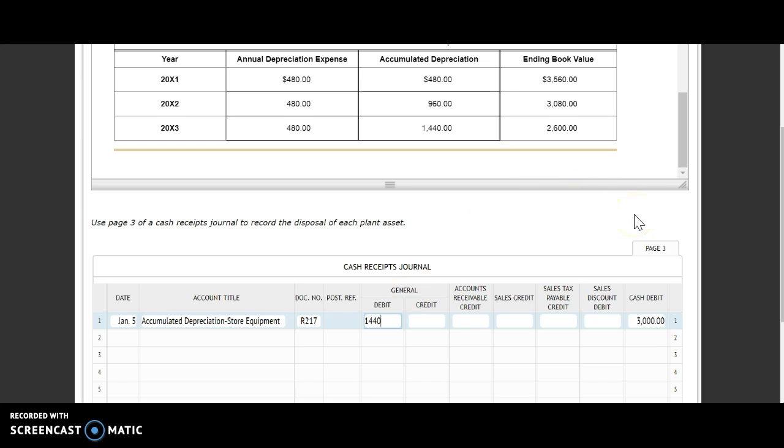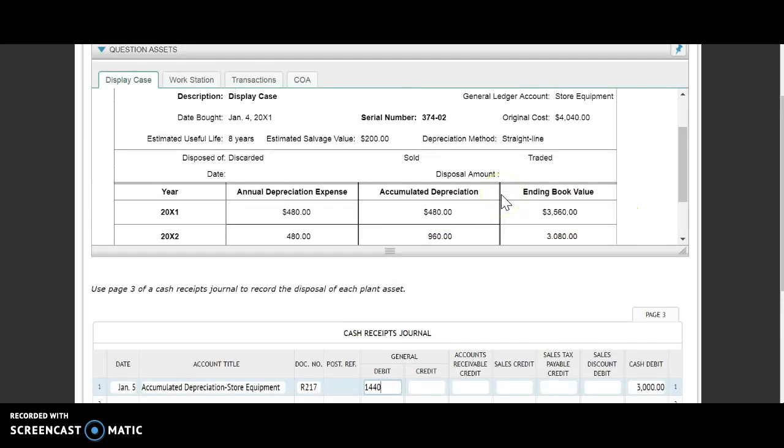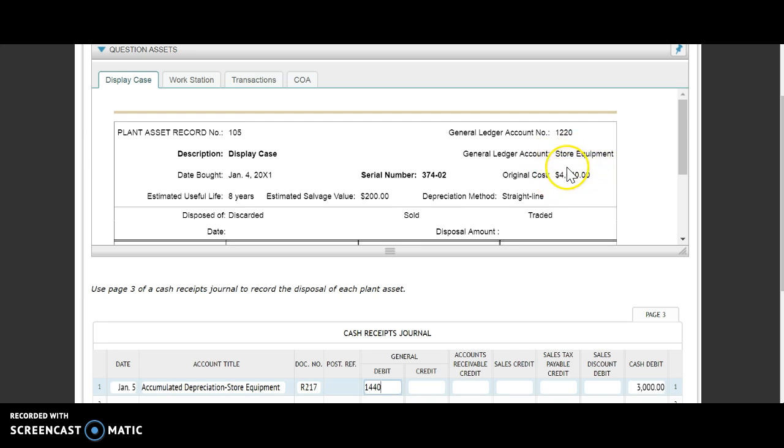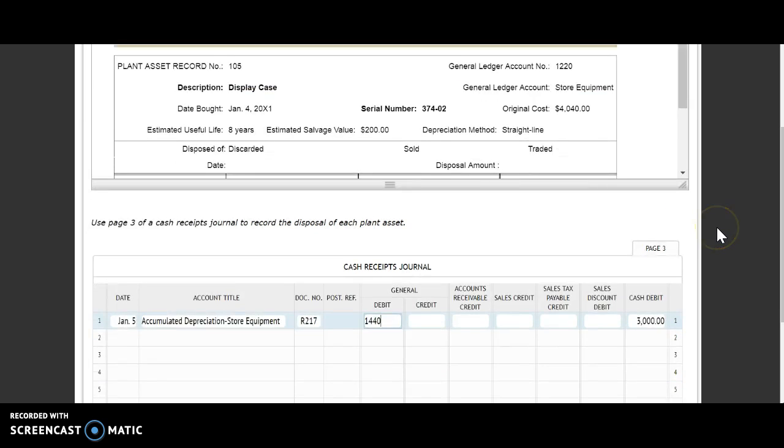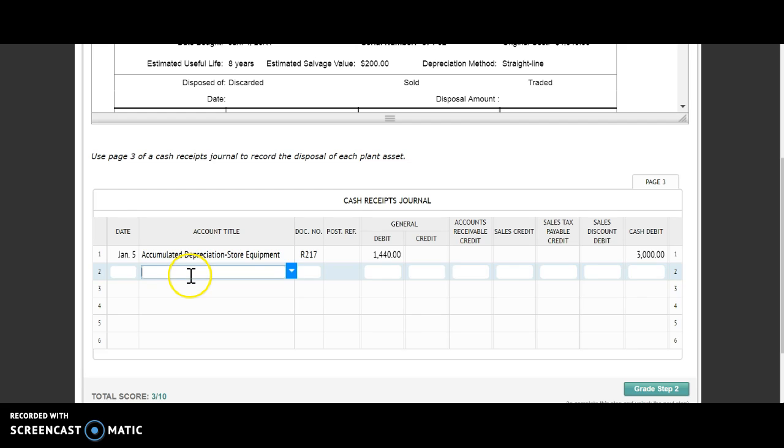Okay, now I'm going to credit, I need to get rid of that store equipment. So when I look, when I initially bought it, it was $4,040. And that's what we still have listed in our store equipment account. So I need to get rid of that. So I'm going to credit store equipment for $4,040.